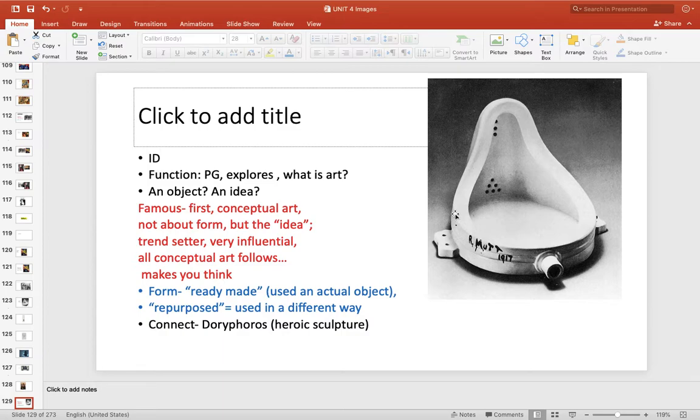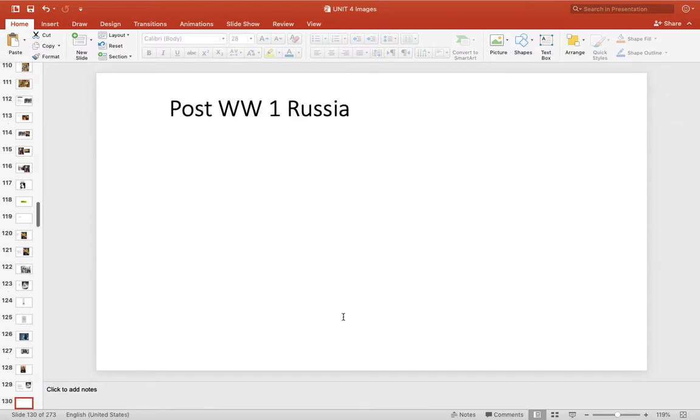Toilet. He's meant to make you think of something in a new way. The form here is a ready-made. It's already made. It's a toilet. He's repurposed it in another way. Connect with heroic sculpture, Doryphoros.